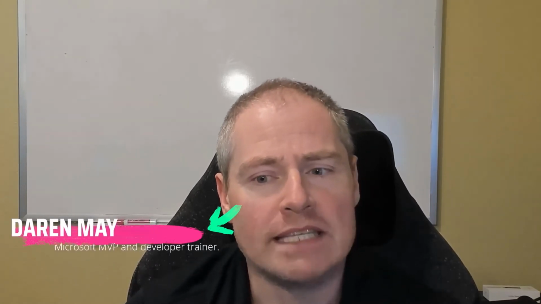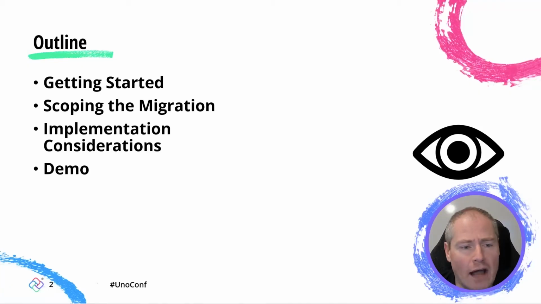Migrating from desktop-based applications to the web by using the Uno platform is reasonably straightforward. In this short session, we will cover some of the architectural fundamentals and implementation considerations for migrating WPF applications to the web using the Uno Platform and WinUI. We'll talk about how to get started, some aspects of scoping the migration, as well as some implementation considerations for WPF XAML to the modern XAML, and then we'll demo a migrated application.